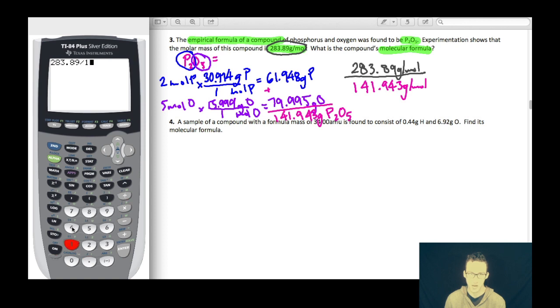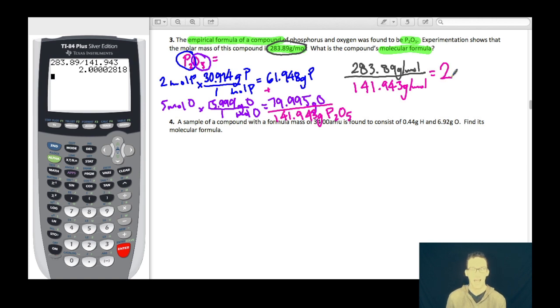283.89 divided by 141.943 equals. So what this tells me then is the molar mass of the actual compound is twice as large as the molar mass of the empirical formula. And so in order to get the molecular formula, I just need to multiply my empirical formula of P2O5 by a factor of 2, which then means that this becomes P4O10. And this is my molecular formula.